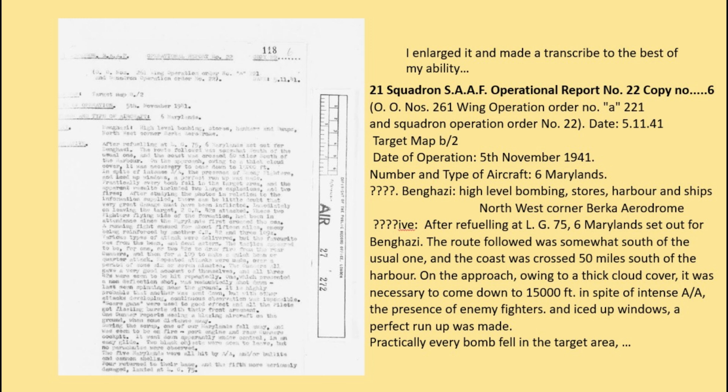After refueling at landing ground 75, 6 Marylands set out for Benghazi. The route followed was somewhat south of the usual one. The coast was crossed 50 miles south of the harbour. On approach, owing to a thick cloud cover, it was necessary to come down to 15,000 feet. In spite of intense anti-aircraft fire, the presence of enemy fighters and iced-up windows, a perfect run-up was made. Basically, every bomb fell on the target site.